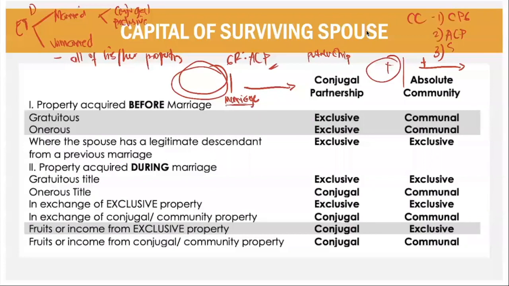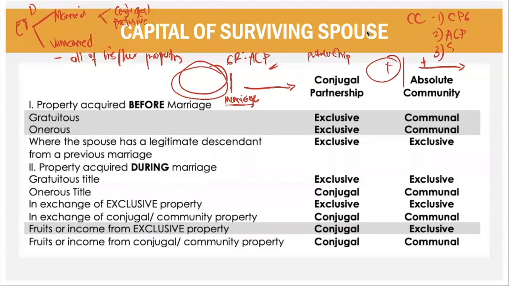In your conjugal partnership, the communion of properties will only start at the date of marriage and thereafter. In your absolute community, your partnership will start even before your marriage. So all of your properties before your marriage will commune together. So it will be added into a common pool and even thereafter.